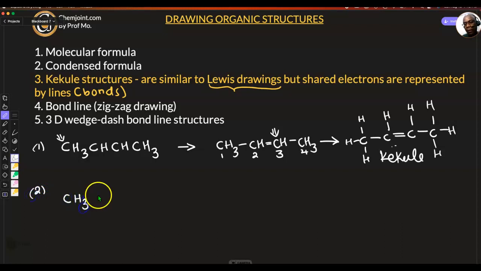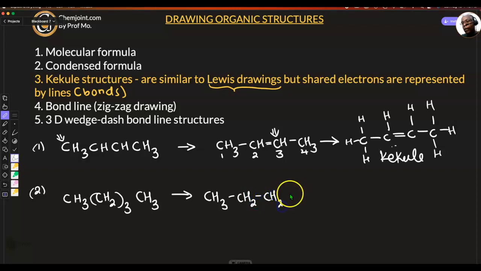Now let's look at a second one. Let's assume you have a CH3, you have a CH2 repeated 3 times, and then you have a CH3. In this case, first of all, I'll want to draw at least the bond that is connecting the groups. CH2 is repeated 3 times. That's what the parenthesis says. And then I'll translate this.